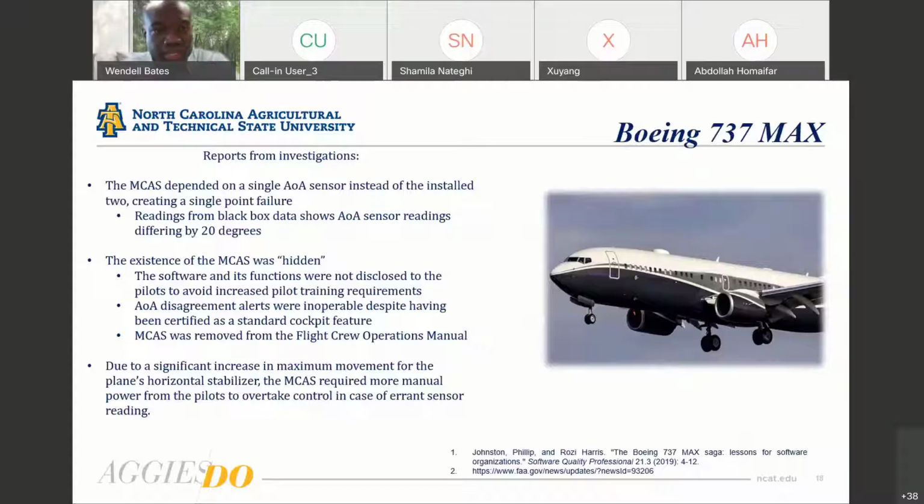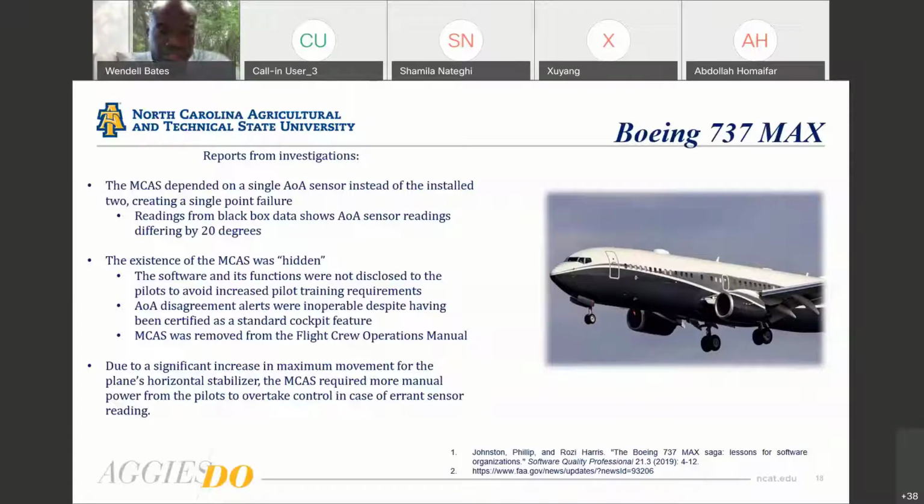Also, when MCAS was created, it was quote unquote hidden. The software and its functions weren't disclosed to the pilots in order to decrease the time it would take for them to launch the airplane and also decrease the cost for increased pilot training requirements. And on top of that, the MCAS information was removed from the flight crew operations manual.